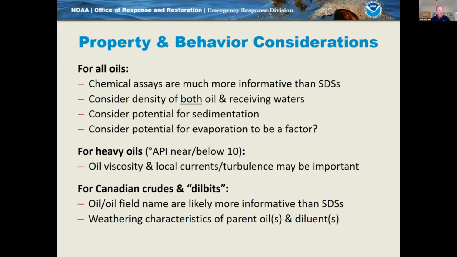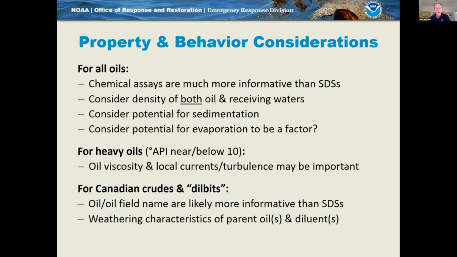For Canadian crudes and dilbits, oftentimes, if you know the oil field name of a Canadian oil field, you're going to have a lot of information available pretty quickly about the physical and chemical properties of those oils, and probably a lot more than you would in a generic safety data sheet, but maybe not quite as much as you would for a chemical assay. So if you can find out the oil field name that the oil originated from, that could be helpful. But don't forget, because a dilbit is a blended oil, to think about the weathering characteristics of both the oils involved and the diluents.